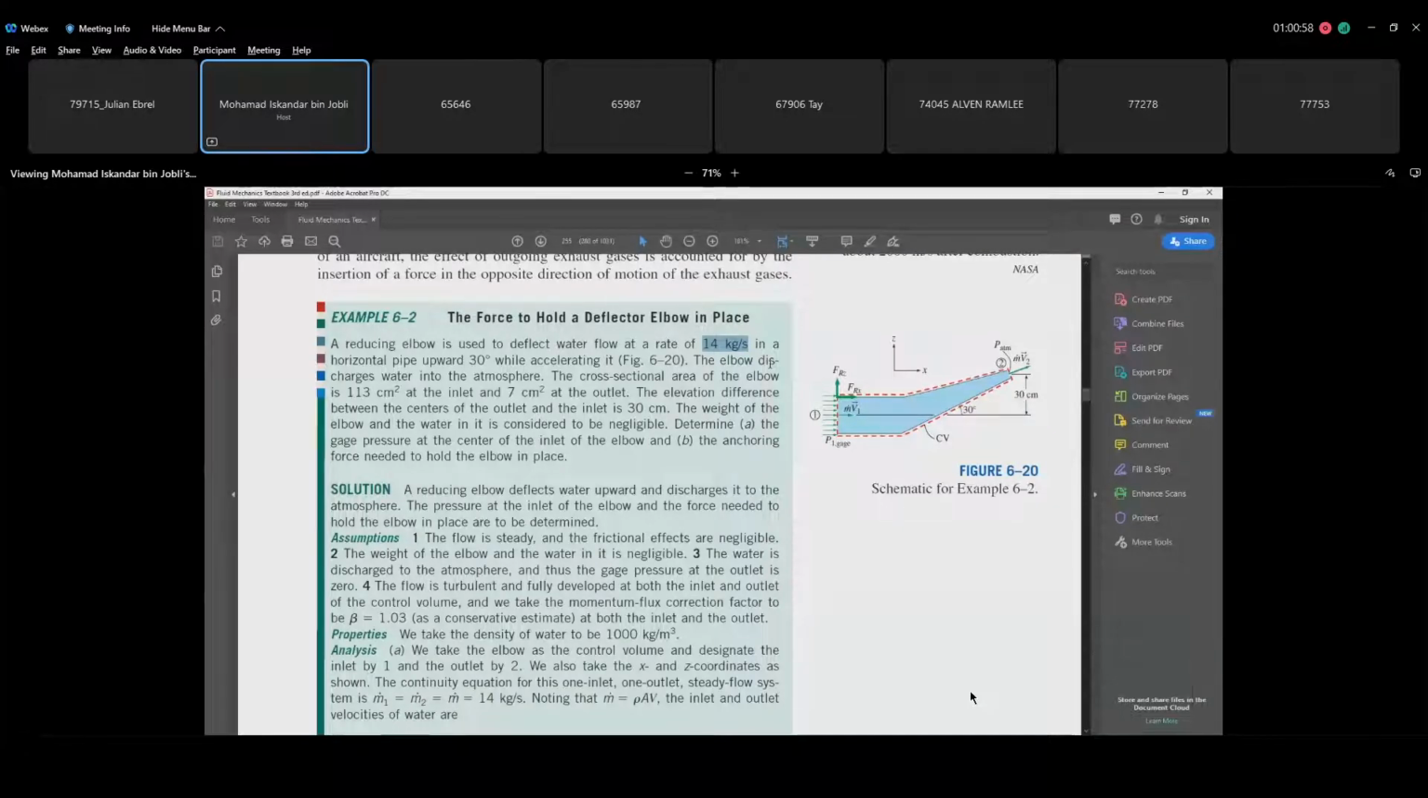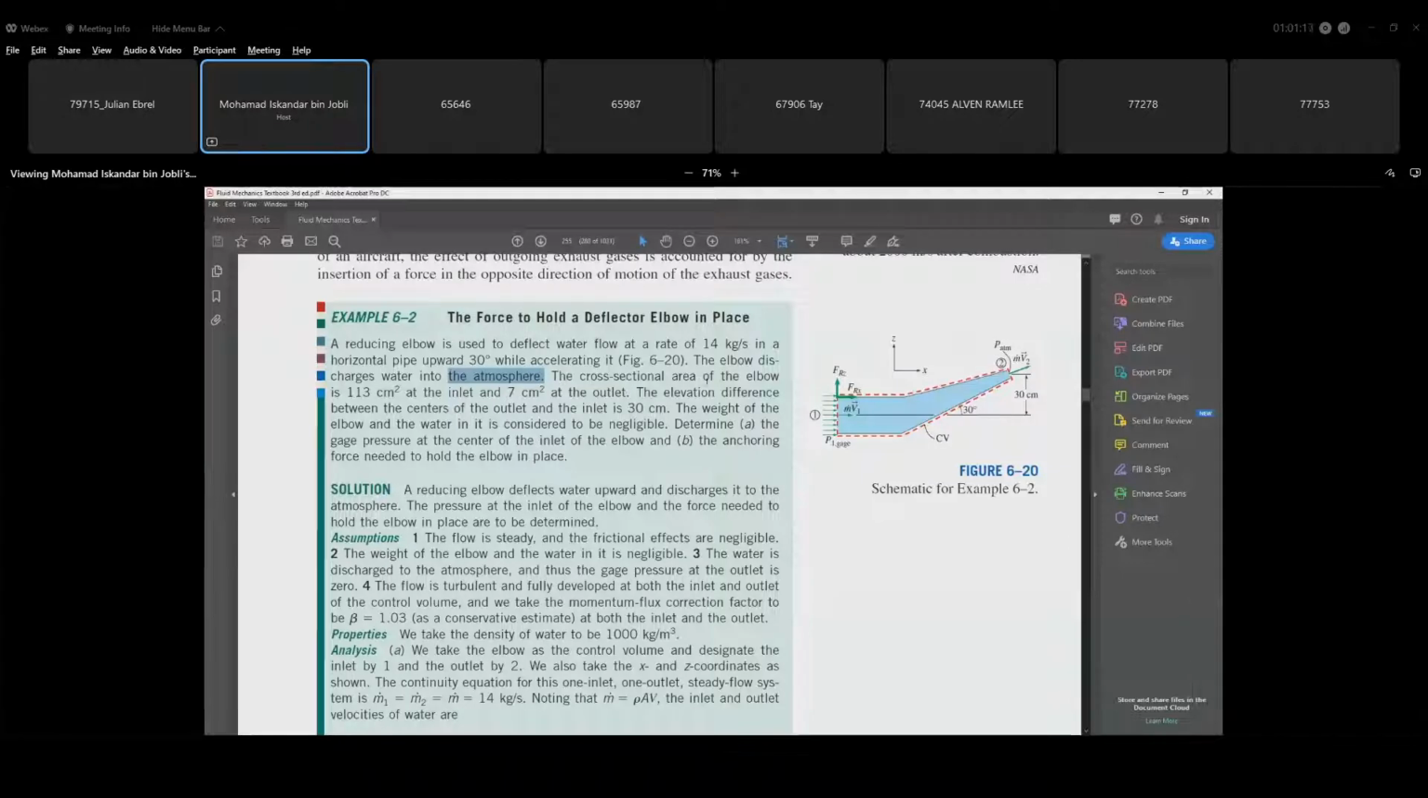The elbow discharges water into the atmosphere. It gives something here for you to ponder. The moment we use the word atmosphere, meaning point number 2 here, the pressure at point number 2 is equivalent to the pressure at atmosphere. That's basically what it means.